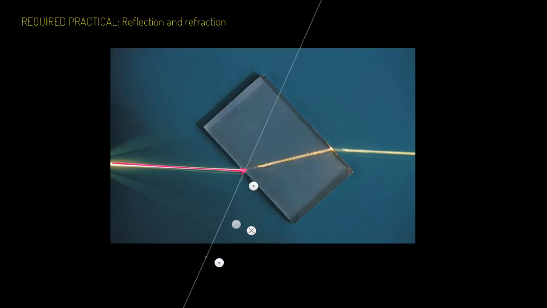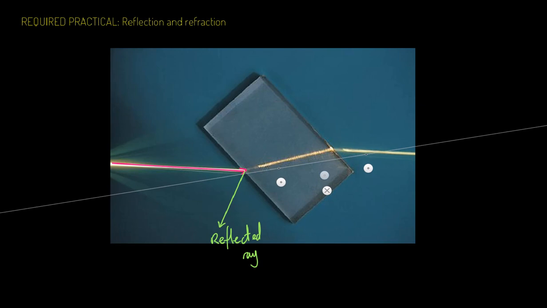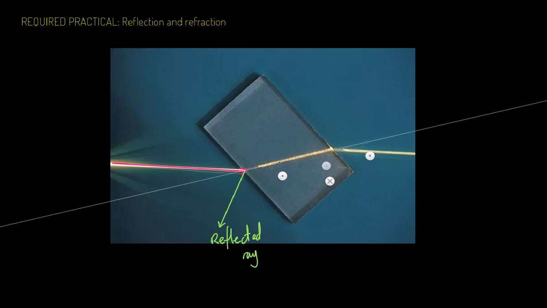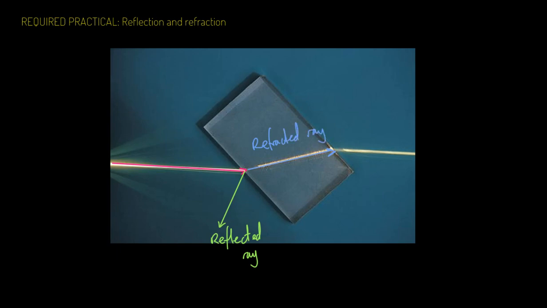So there will be some reflection from the surface of the block, like so. You can't really see it very well on this photo, but it is there. So you'll get a reflected ray. And also you'll get some light passing into the block with a change in its direction. And that is a refracted ray.